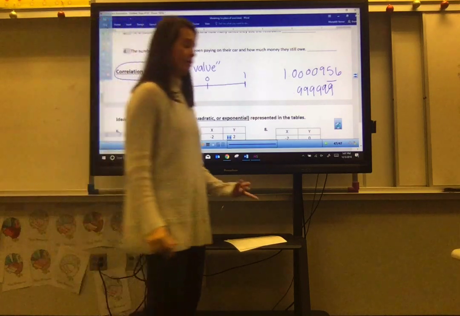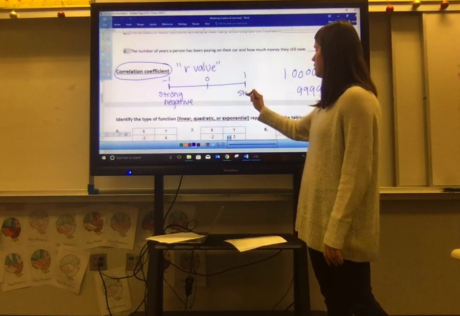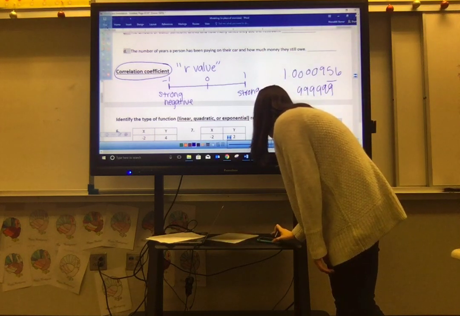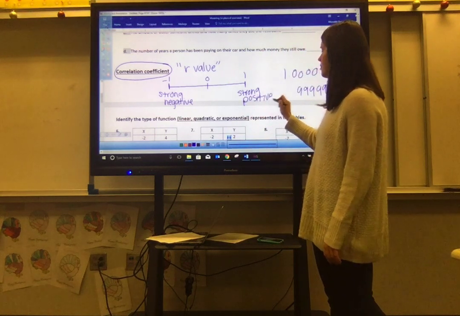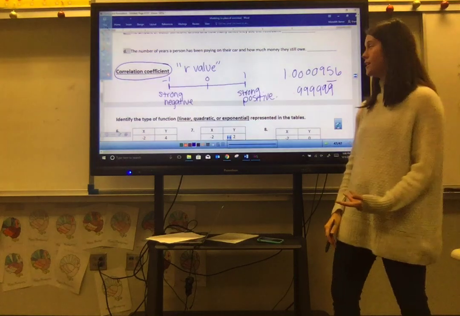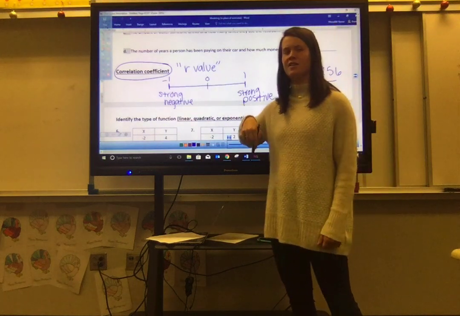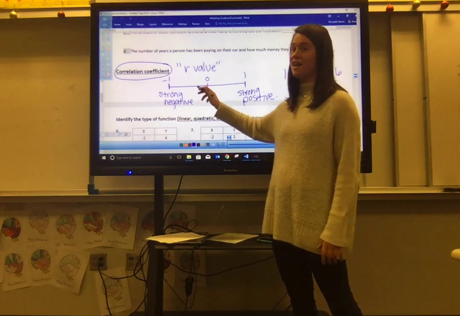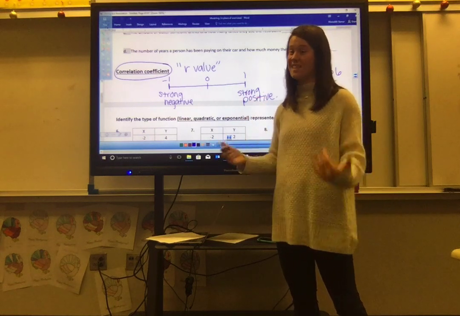So what do you think positive 1 means? It's a strong positive correlation. So if it's a strong positive correlation at 1 and a strong negative correlation at -1, 0, what do you think 0 is? In the middle. It's neutral. It's not a strong negative, it's not a strong positive, it's just kind of weak. It's weak and it's neither.